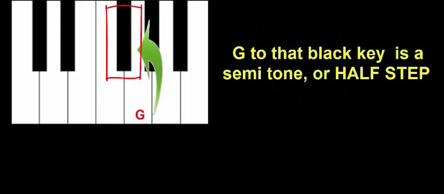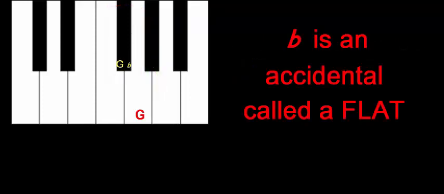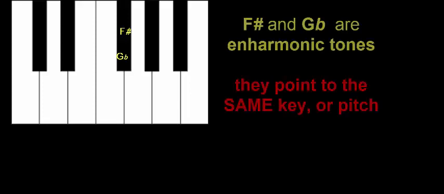What if we move from G to that same black key? Well, that symbol is called flat. And so the same black key can be called 2 different names, F sharp or G flat. But eventually the 5 lines were adopted as a convention for writing music.